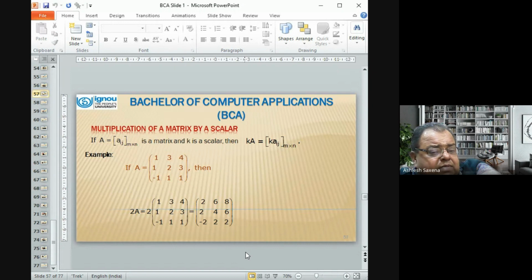That means your problem will become 2A. 2A means every element of the matrix has to be multiplied by 2. 2 into 1 is 2, 2 into 3 is 6, 2 into 4 is 8, 2 into 1 is 2, 2 into 2 is 4, 2 into 3 is 6, 2 into minus 1 is minus 2, 2 into 1 is 2, 2 into 1 is 2. Your answer will be a 3 by 3 matrix. Its order is not going to change. The order of the matrix does not change if a matrix is multiplied by a scalar quantity.